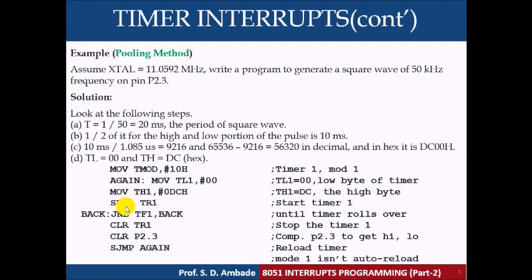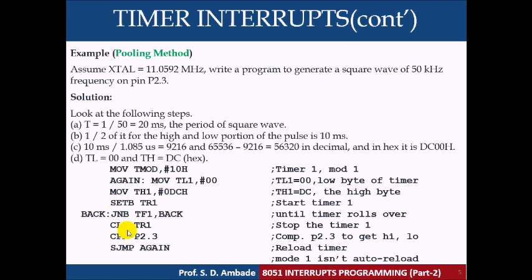Then SETB TR1 to start timer 1 and JNB TF1, back to back. This is the instruction where our microcontroller is busy during the polling method, and it is not capable of doing any other task while observing the status of the TF flag. When the TF flag is raised, the next instruction will be executed: CLR TR1, to stop the timer.